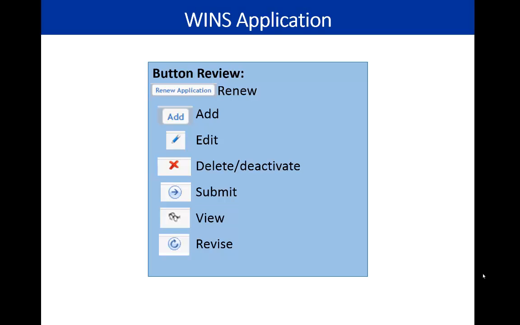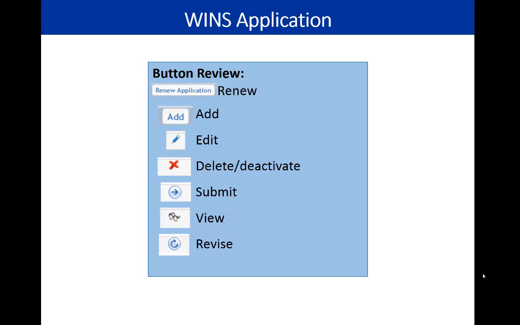Then we have the View button. This button will allow you to see the application in the view mode, but not make any edits. This will be important once the application has been approved. You can click the View button to see the application, but not make any changes. And last, we have the Revise button. This button would be used after the application has been approved, but you need to make changes to it. It can be used anytime during the fiscal year to update the information. But remember, after the application has been revised, it must be submitted for approval.